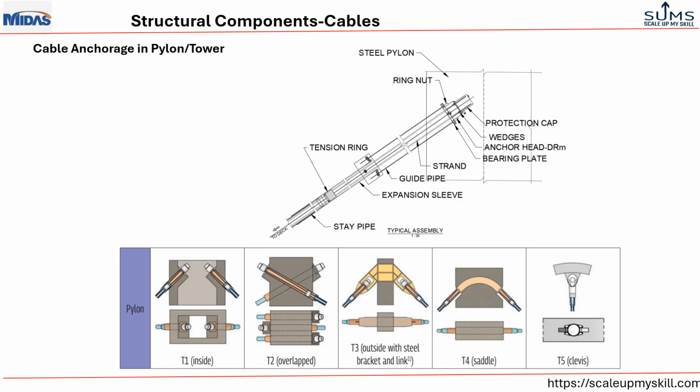This is the anchorage arrangement of cable in the pylon region. So the arrangement of the steel pipe is the same as previous, which we have shown in anchorage in the deck. However, here you see the inside of the pylon. There are various arrangements, whether it is an inside arrangement or an overlapped arrangement or an outside steel bracket and link arrangement or an arrangement using a saddle or clevis type.